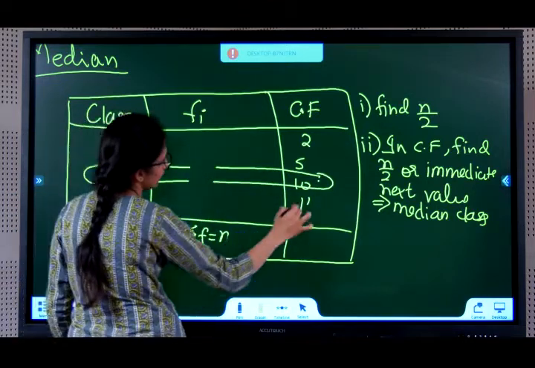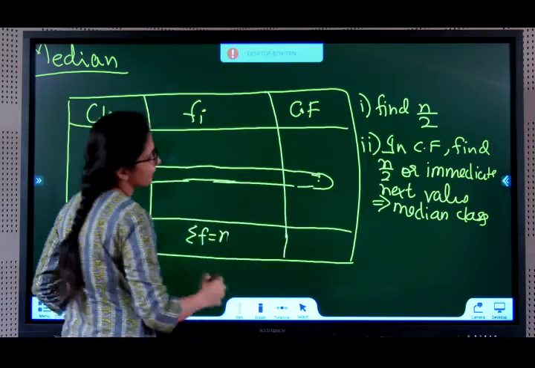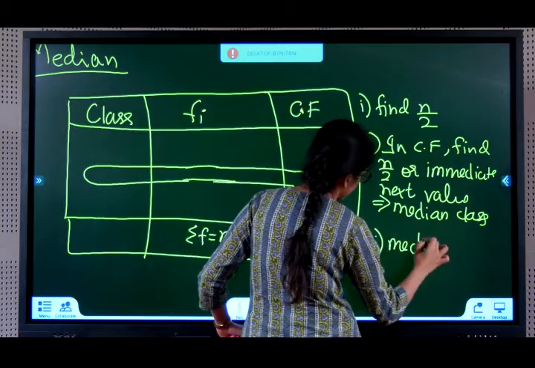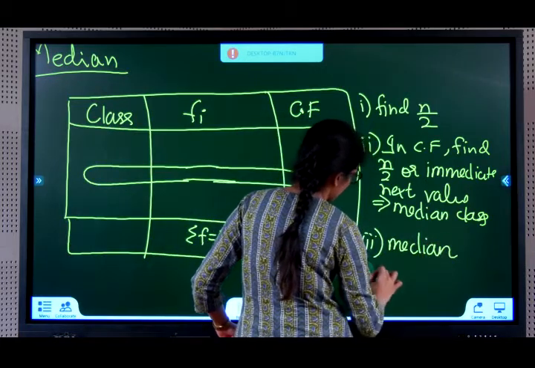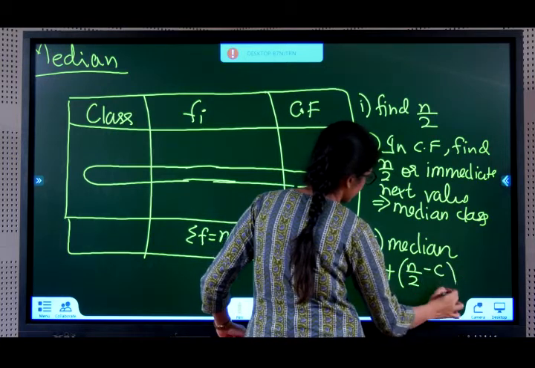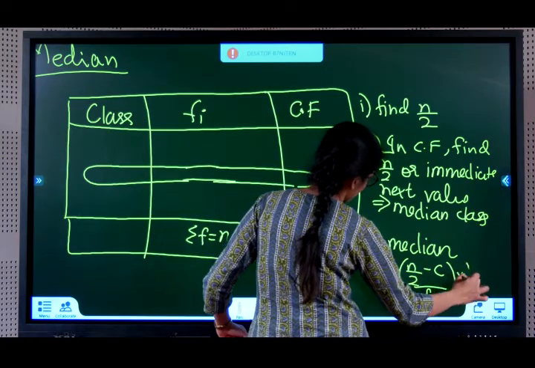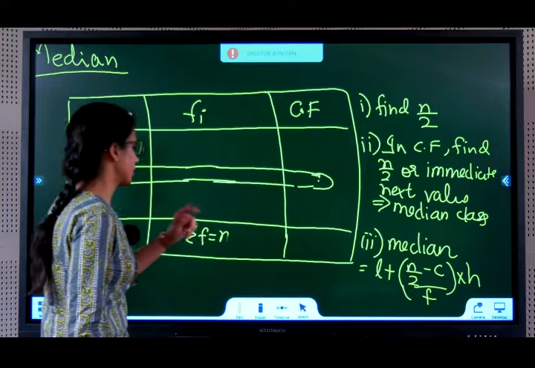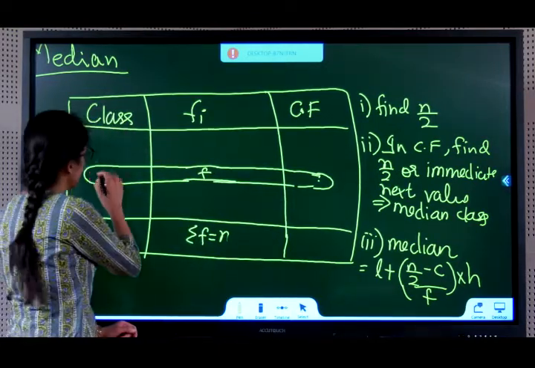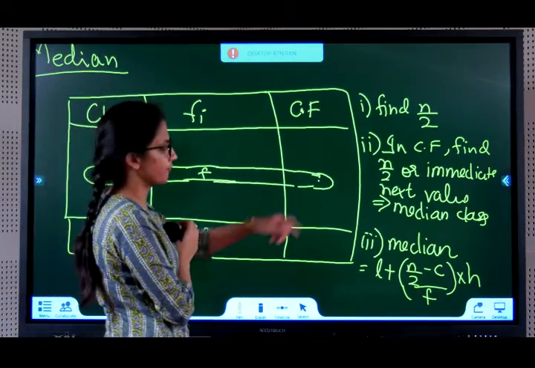So understood how to do this? So you plot the median class and now you have the median formula given as L plus n by 2 minus C by F into H. What is this? F is nothing but the frequency of the median class. L is nothing but the lower limit of the median class. N by 2 you already found out.